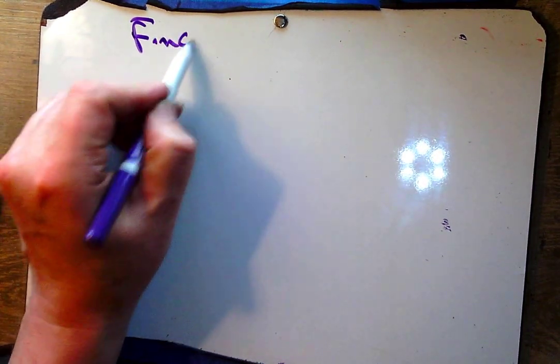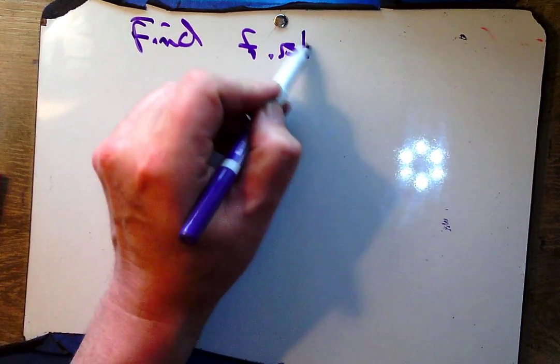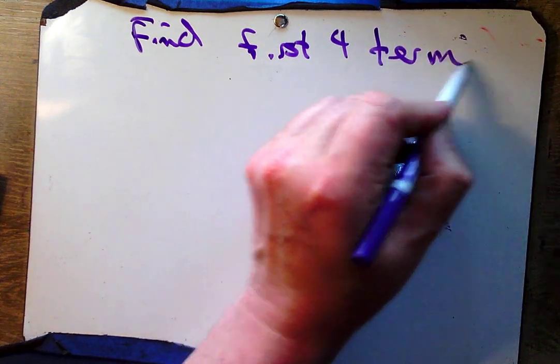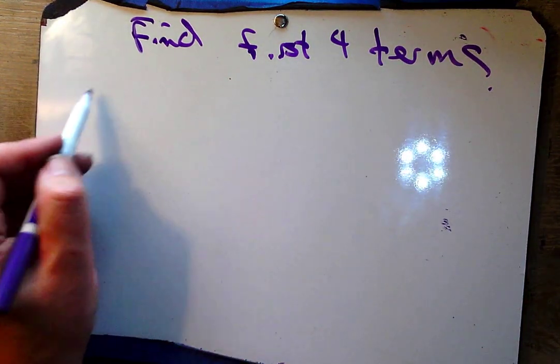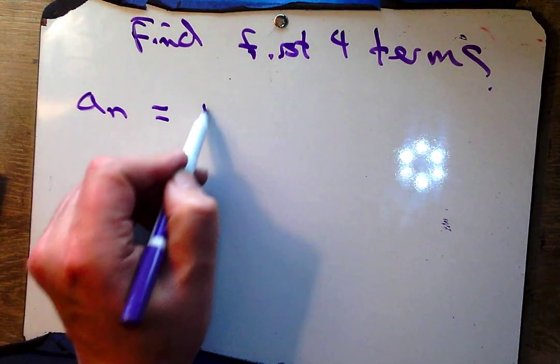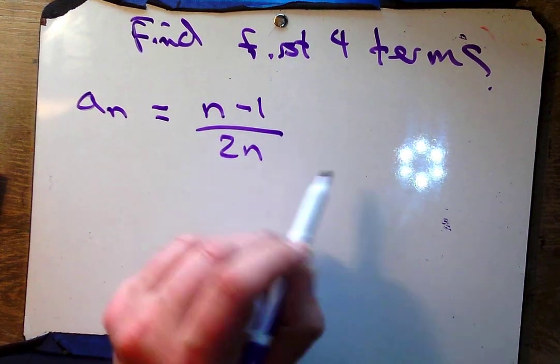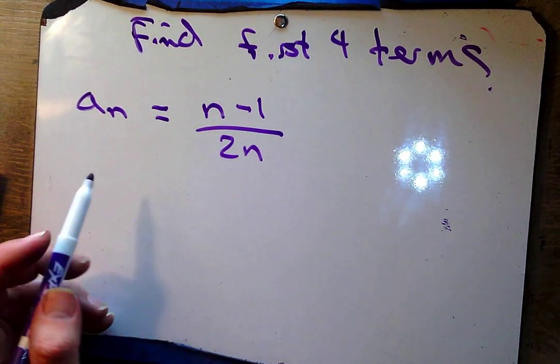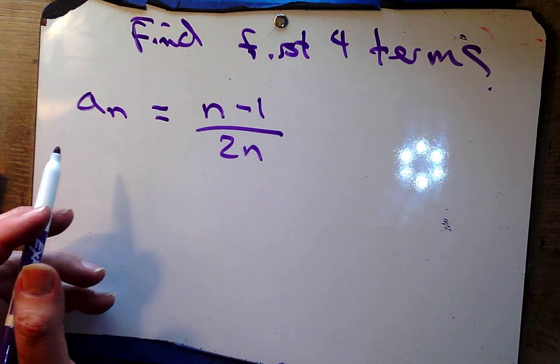Find the first four terms. And here's a little general case. This is 1 over 2n. Okay, so we find the first four terms.